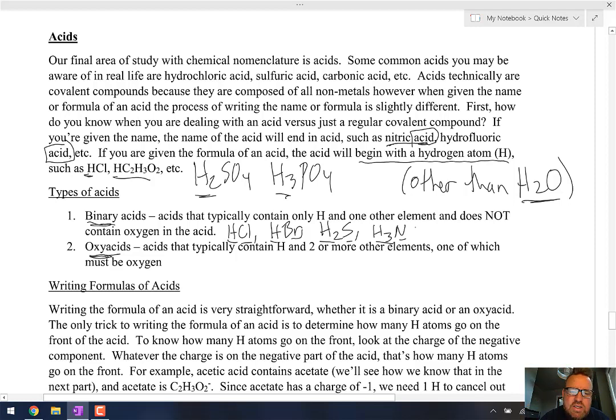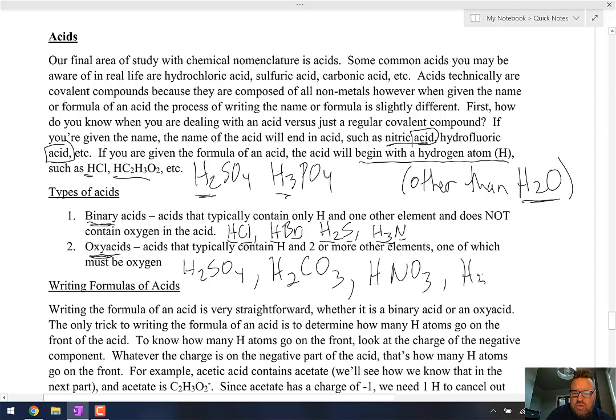An oxyacid is an acid that, again, typically contains hydrogen and then two or more elements, one of which must be oxygen. Let me give you a couple examples of those. H2SO4 is an oxyacid. H2CO3 is an oxyacid. HNO3 is an oxyacid. H3PO4. Those are all different examples of oxyacids.